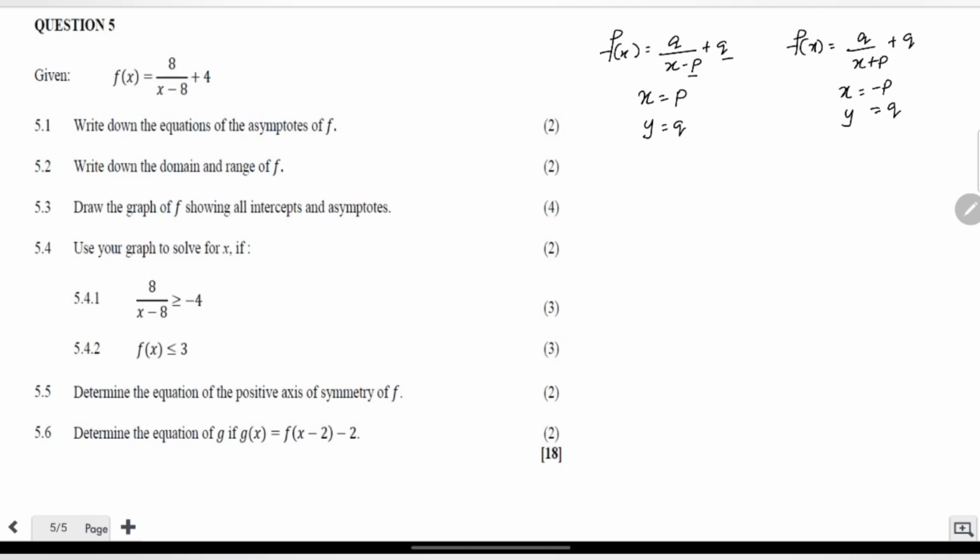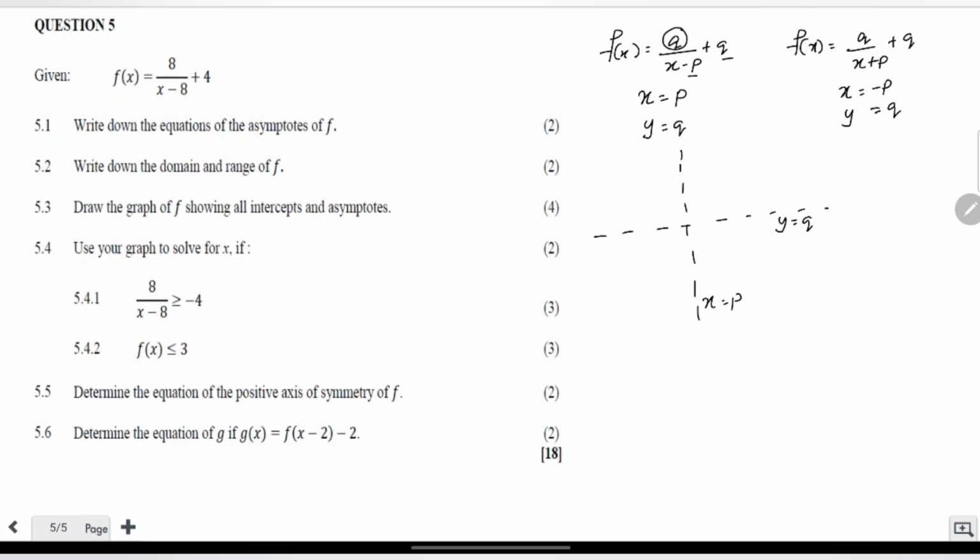Okay, so now a is also very important. Looking at a, you have to decide, because this asymptote has two parts. For example, in this first case, x is equal to p is a vertical asymptote, like this. It's a straight line. Then y is equal to q is the horizontal asymptote, like this. This is the equation of x is equal to p, and this one is y is equal to q.